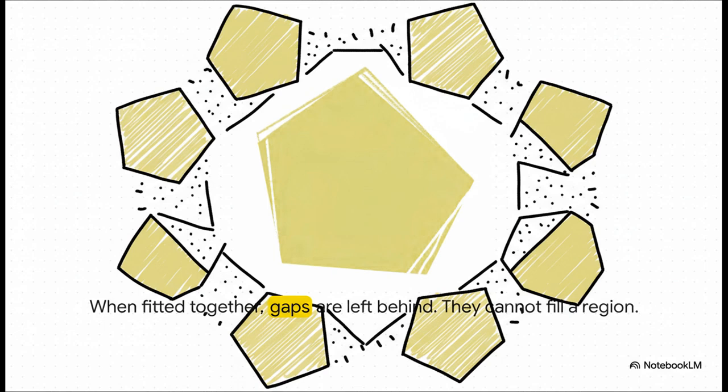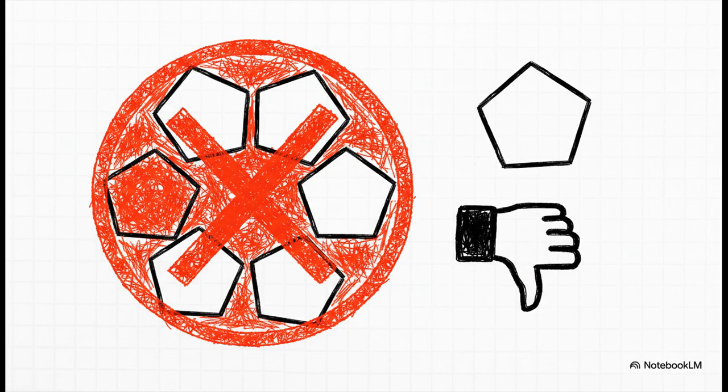See, for a shape to tessellate perfectly, the angles where the corners meet have to add up to a perfect 360 degrees, a full circle. But a pentagon's internal angle is 108 degrees. If you put 3 of them together, you only get to 324 degrees, which leaves a gap. And if you try to squeeze a 4th one in, it overlaps. They just don't fit. So for the regular pentagon, I'm afraid the verdict is in. It's a definite fail. It does not tessellate.